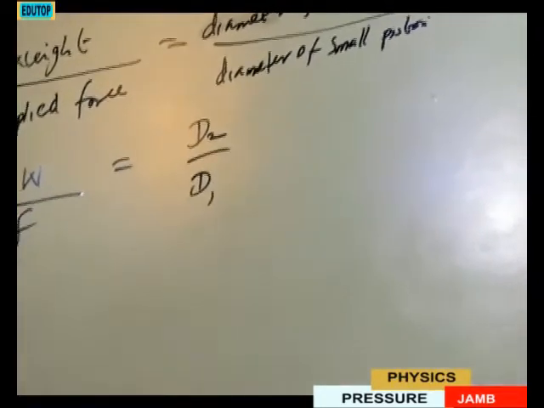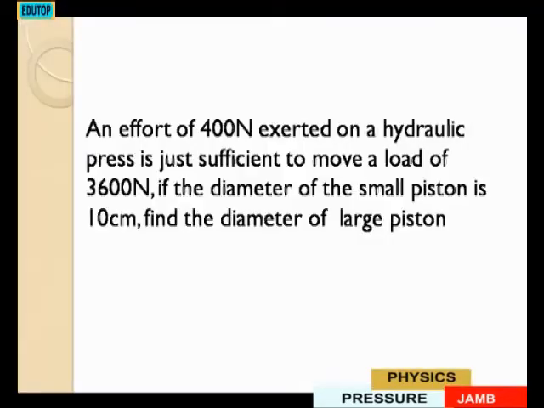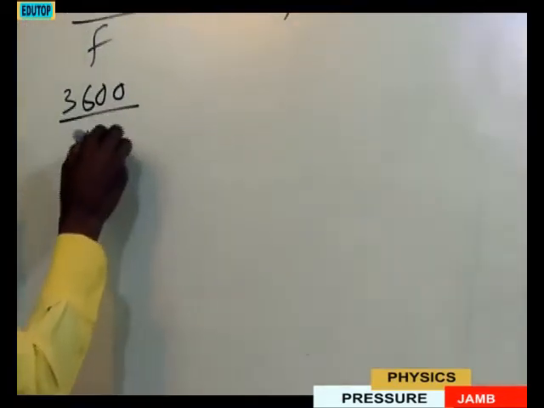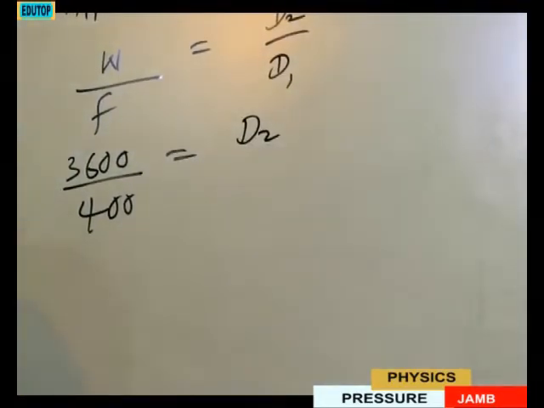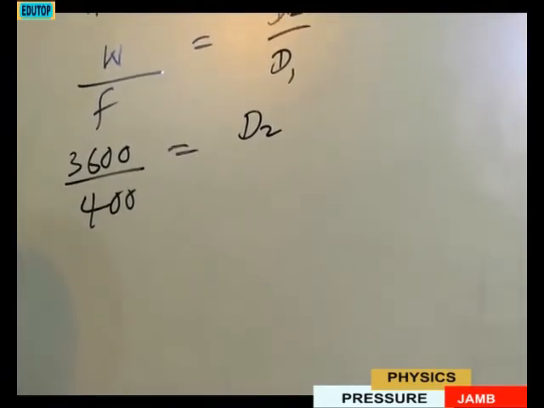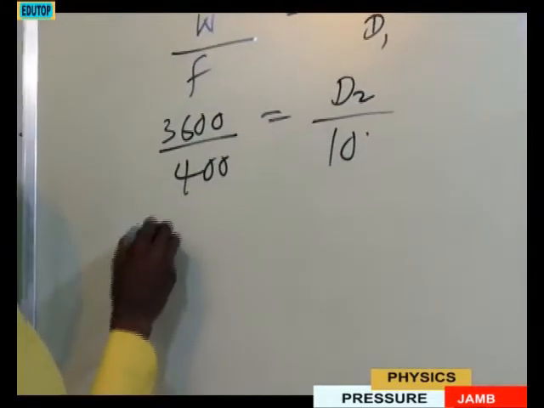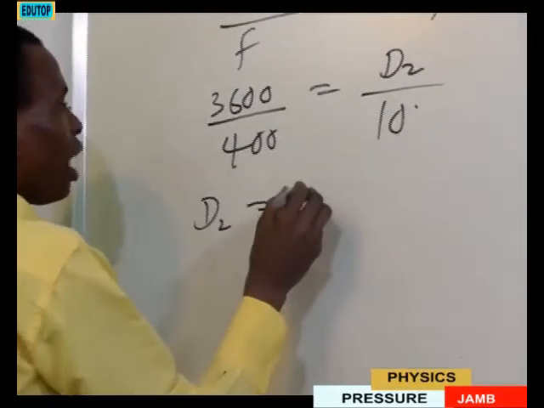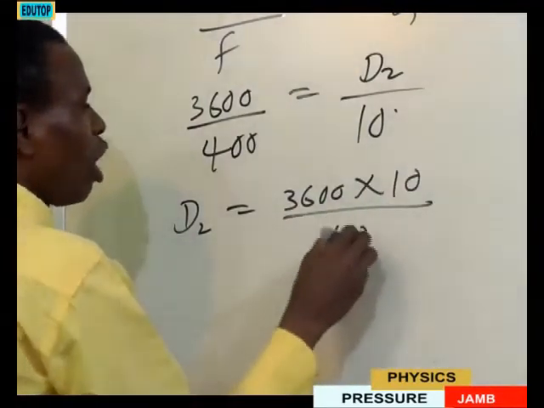Okay? For our weights, we have in the question 3,600. For the force that is being applied, it is 400. We are looking for D2, which is the diameter of the large piston. Then the diameter of the smaller piston has been given, which is 10. Okay? So let's make D2 the subject of the formula. We are going to have 3,600 times 10 divided by 400.